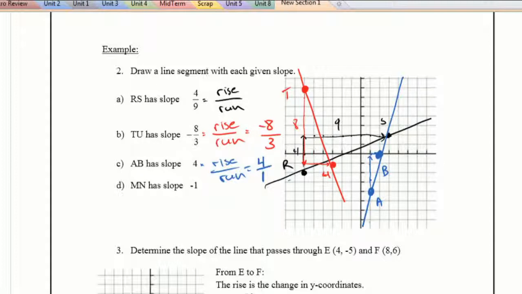The last one's a similar sort of thing. I have -1. This is going to be rise over run. And my -1 is just going to be the same thing as -1 divided by 1.